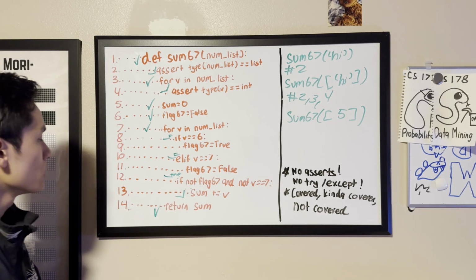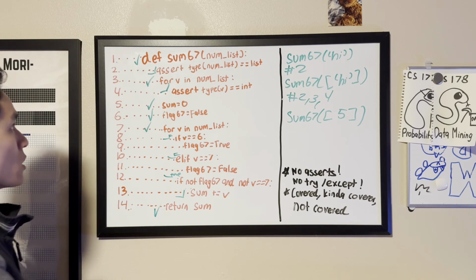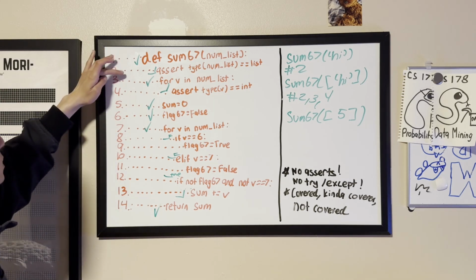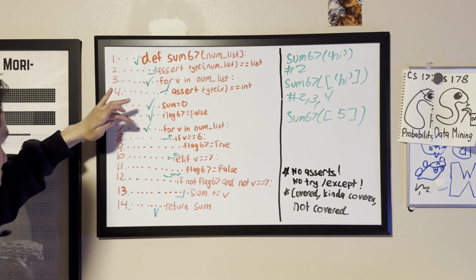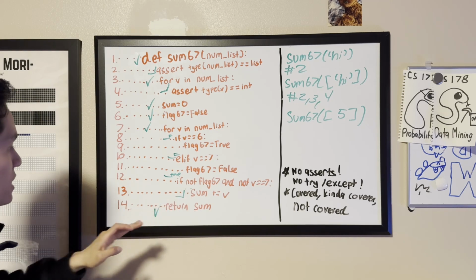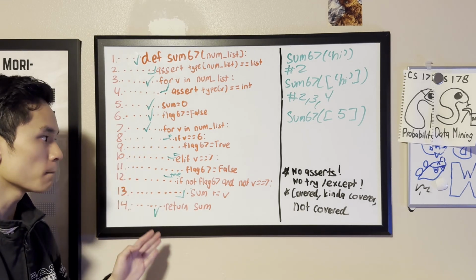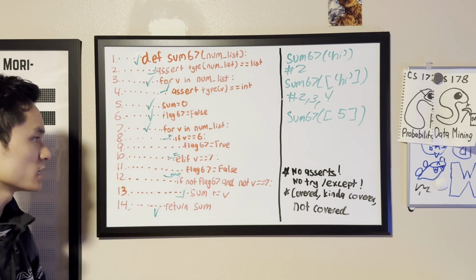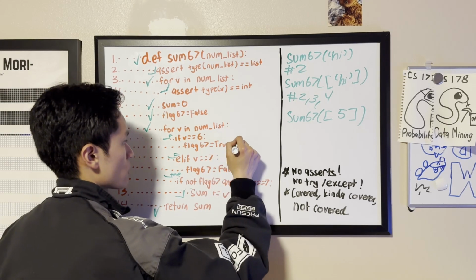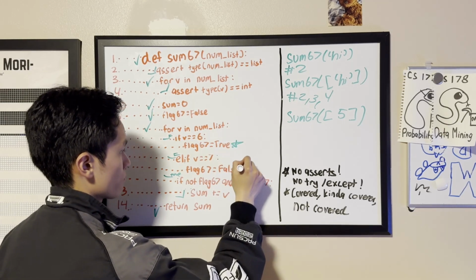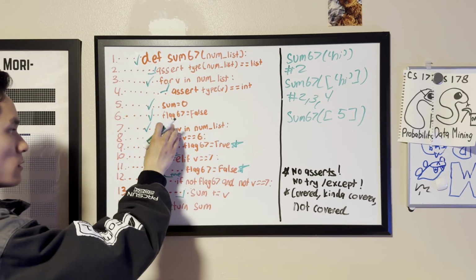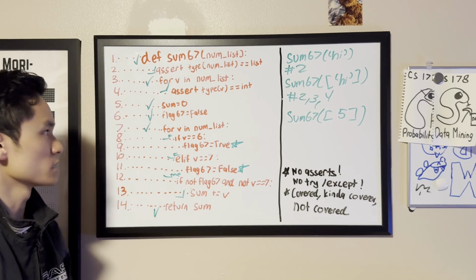All right, cool. So what do we have, guys? So we have fully covered lines 1, 2, 3, 4, 5, 6, 7, 13, and 14. And we have some partially covered stuff and some that didn't even run at all. So we need to star the ones that we didn't run at all. And we need to fully cover the ones that we partially covered.